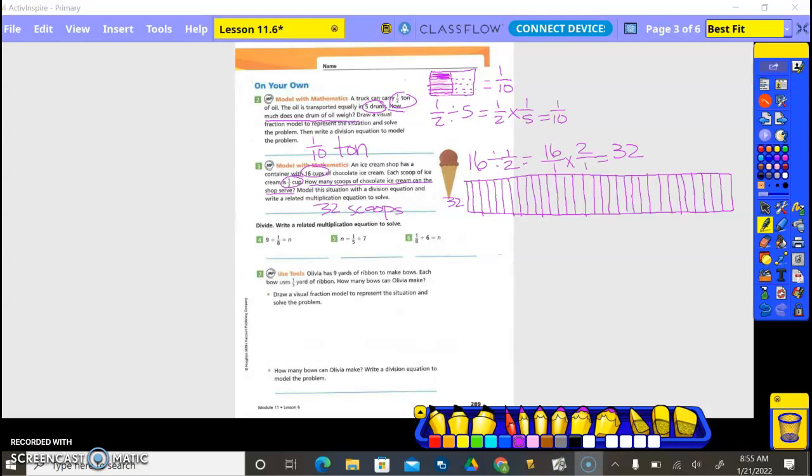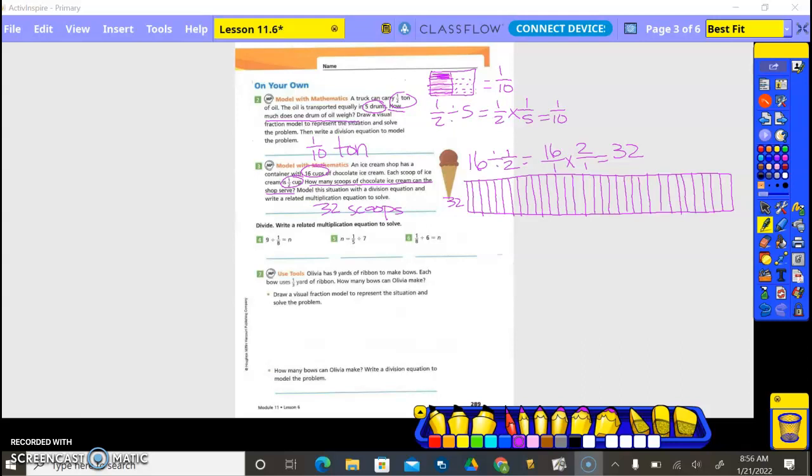All right, so we circled 16 cups, half a cup, and then how many scoops of chocolate ice cream can the shop serve? So our total was 16, and they're doing half cups. So we took 16 divided by half, and then we drew our picture first, and we got 32 different sections. Then we checked our equation with the multiplication problem, and we took 16/1 times the reciprocal of 1/2, which is 2/1, which got us 32. So our answer is 32 scoops.